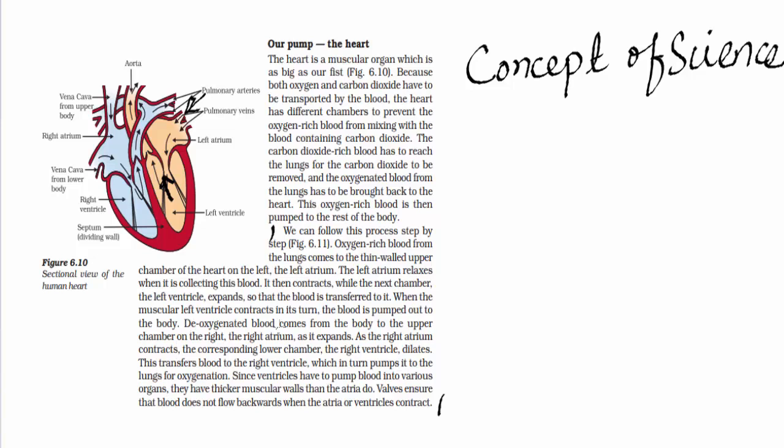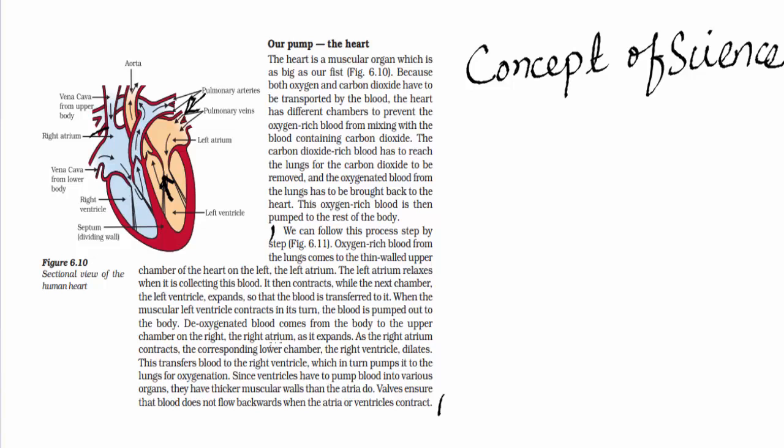Now, deoxygenated blood comes from the body to the upper chamber on the right. So, here the deoxygenated blood comes and it follows the same process. This relaxes, the blood pours into it, this contracts, then the blood flows to the right ventricle, and when the right ventricle contracts, this leads to the valves getting closed, and this flow, you can follow the arrow, leads to the deoxygenated blood flowing to the lungs.